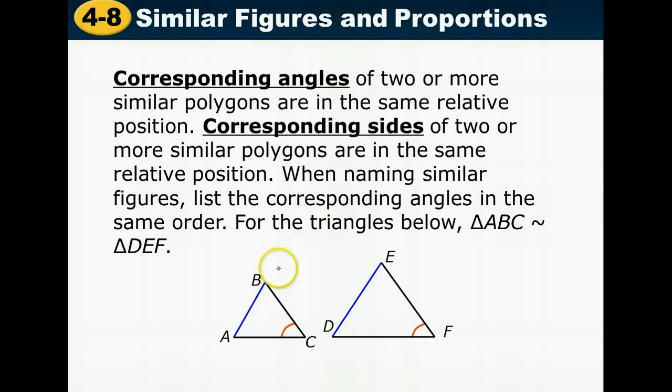Now, same thing goes for their sides. The corresponding sides will be in relative position. So, for example, segment AB, this side right here, will correspond to DE. Same as BC will correspond to EF. If you see, they are in the same position. And AC will correspond to DF, right here. Again, whenever you guys see those lines, it means that they are similar.